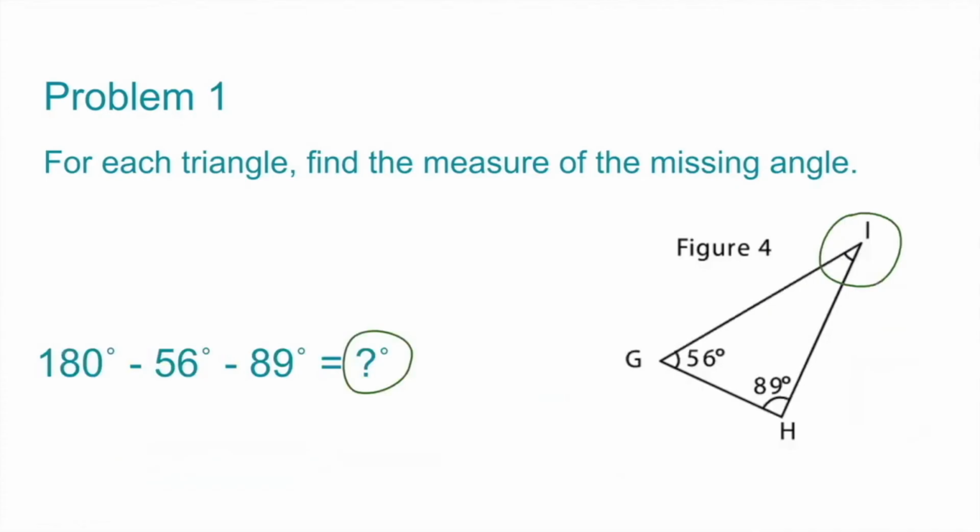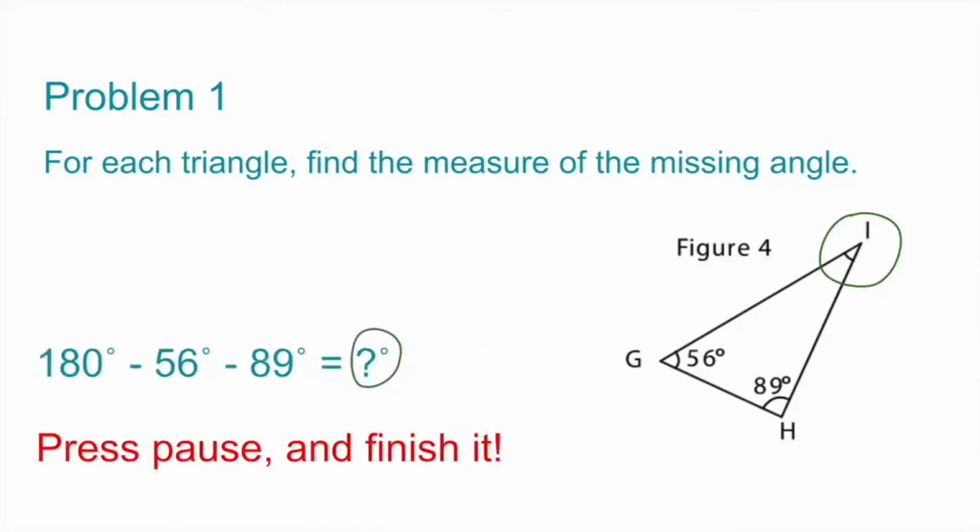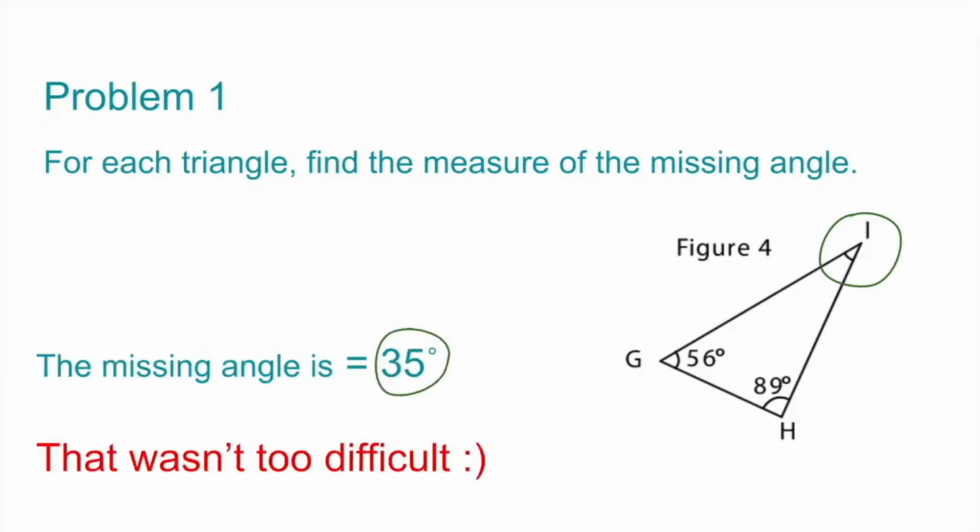The missing measure for figure 4 is angle I. I'll leave this for you to finish. Press pause and finish it. The missing angle is 35 degrees. That wasn't too difficult.